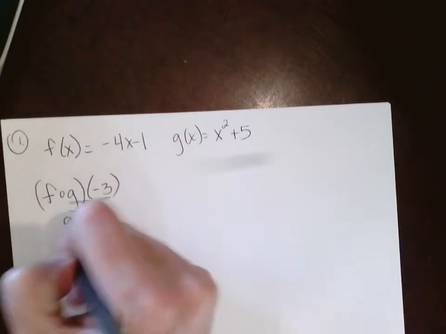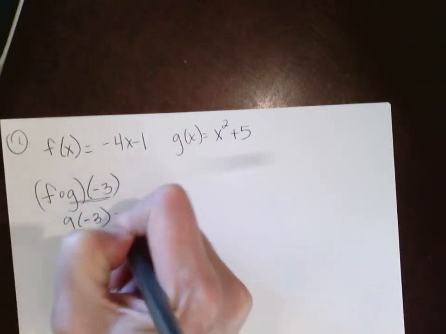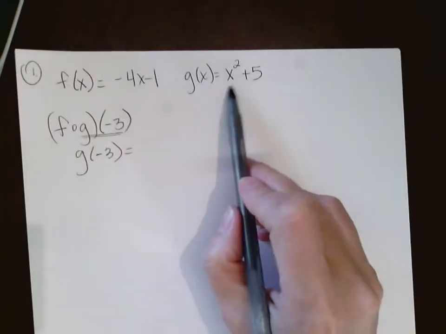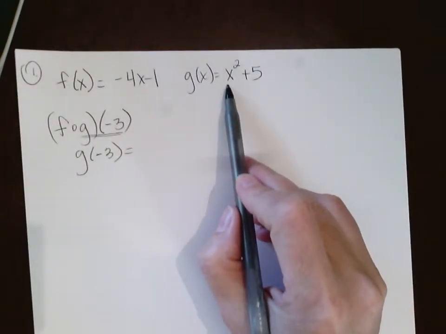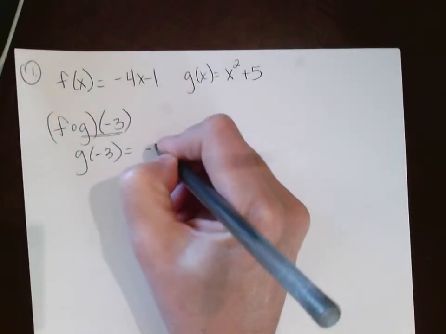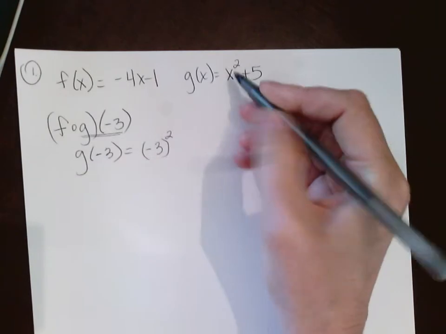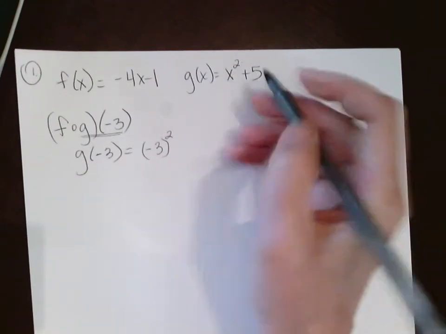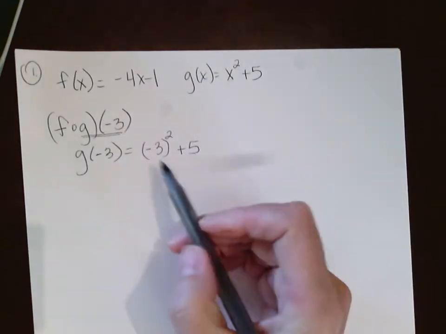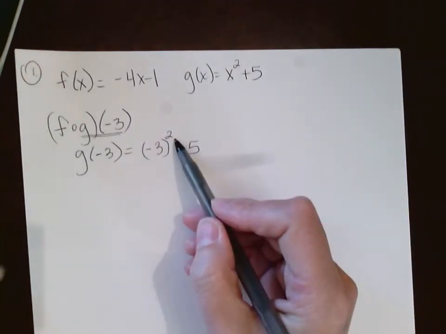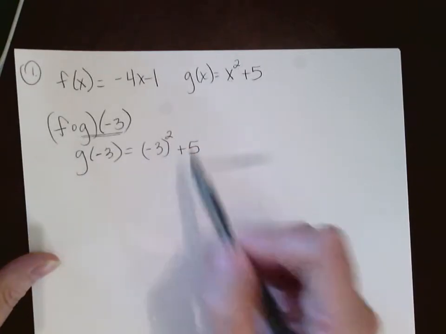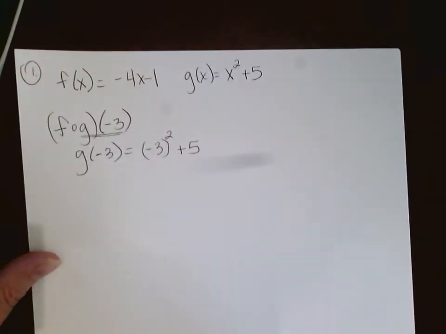So I'm finding g of negative 3, which simply means to go to my g function. Wherever I see an x, I will put negative 3. So I'll have negative 3 squared, so just replace that x with negative 3, square it, plus 5. Now, be careful when you are squaring a number in your calculator. You shouldn't need to do that. Negative 3 squared just means negative 3 times negative 3.